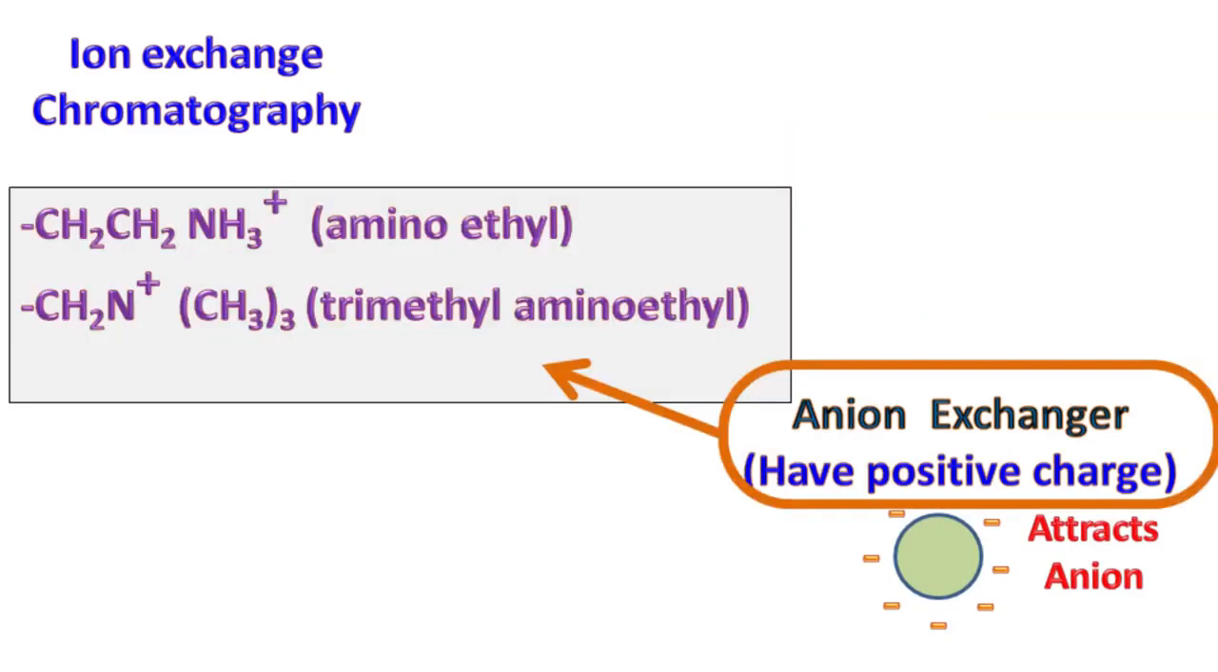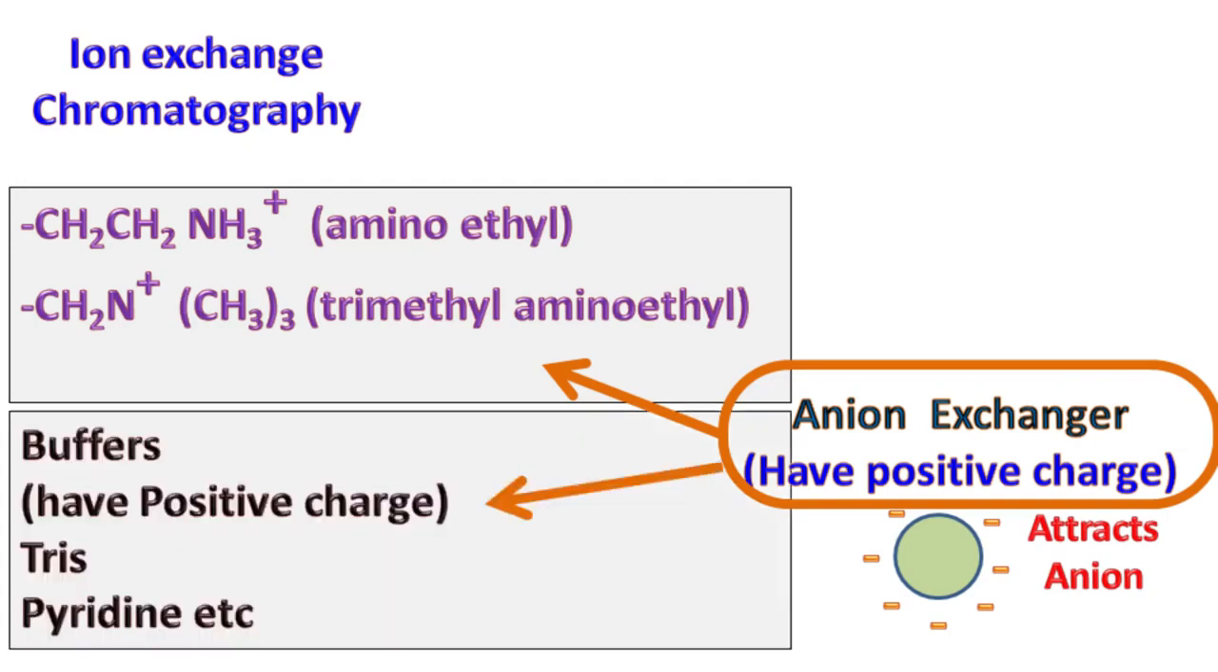On the other hand, functional groups like aminoethyl, trimethyl aminoethyl, etc. can be used as anion exchanger. The buffers used with anion exchanger have a positive charge, for example, tris buffer.